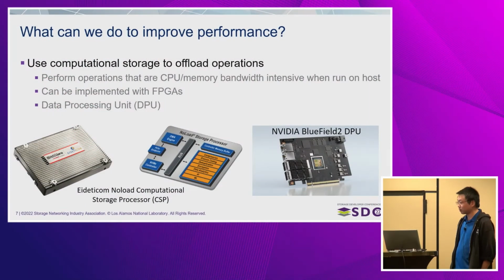So the pathway we chose to go down to solve our issues was using computational storage to offload operations that are known to be CPU and memory bandwidth intensive. Computational storage, as you know, can be implemented with FPGAs, such as Eideticom's NoLoad computational storage processor, or full-blown DPUs, such as the BlueField-2 by NVIDIA.